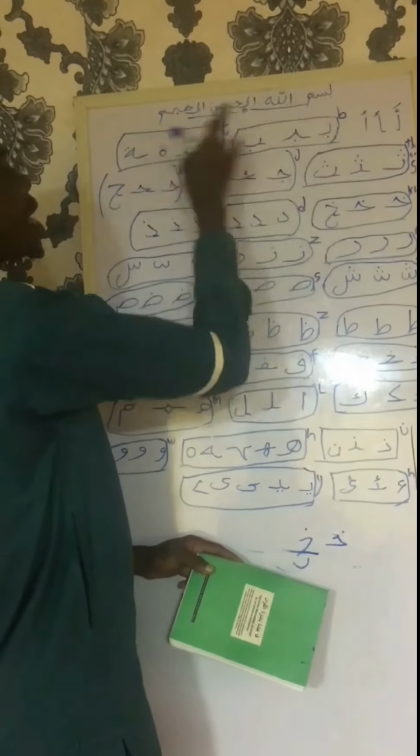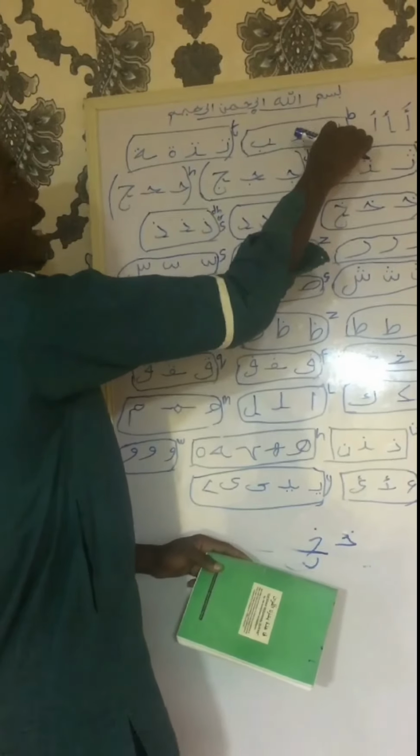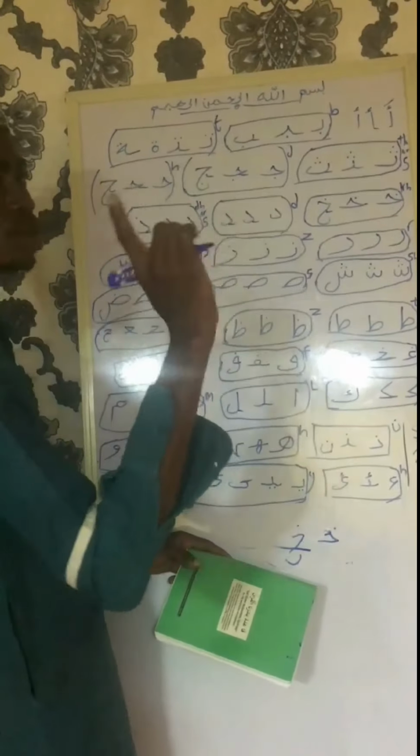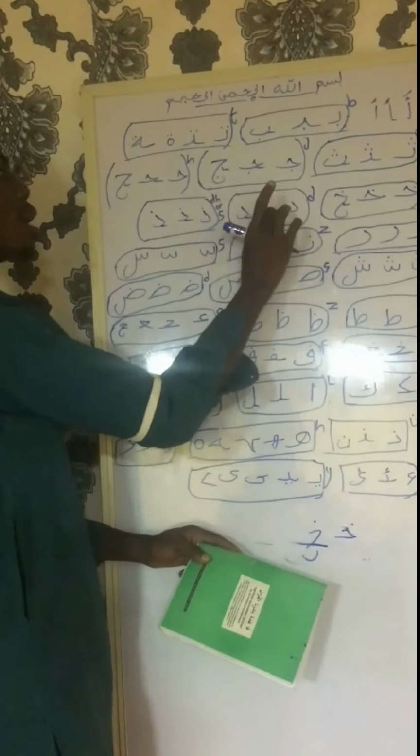Likewise, this Ba, Ta, Sa, too, they are of the same family, so you have to take note of it also. Ba has a dot down, while Ta has 2 dots up, while Sa has 3 dots up. So you have to take note of it, so you can identify each of them better. So let's go to Arabic Dal.